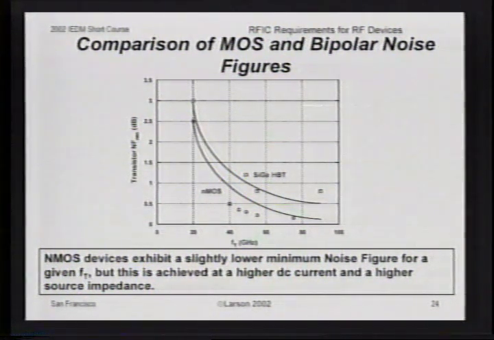Now, the minimum noise figure is lower for a MOS device, but this lower minimum is typically achieved at a slightly higher source impedance and at a slightly higher current. So in practice, if you compare the performances of LNAs based in two technologies, they'll have roughly comparable noise figures despite the fact that the MOS device has a slightly better intrinsic noise figure.